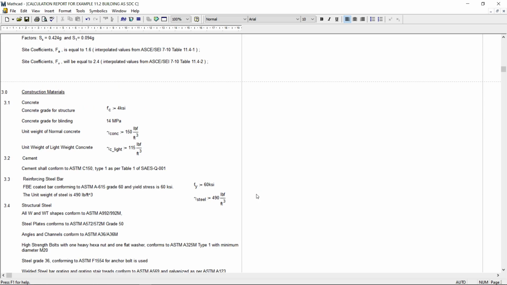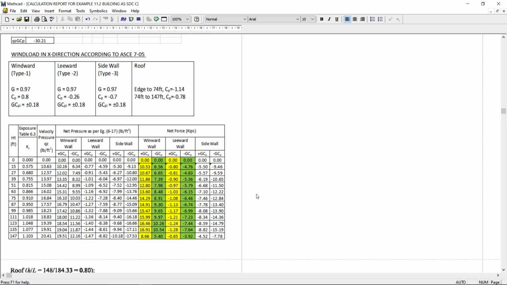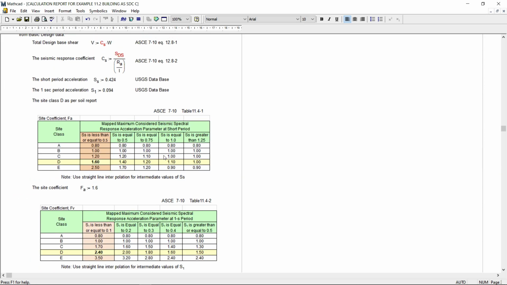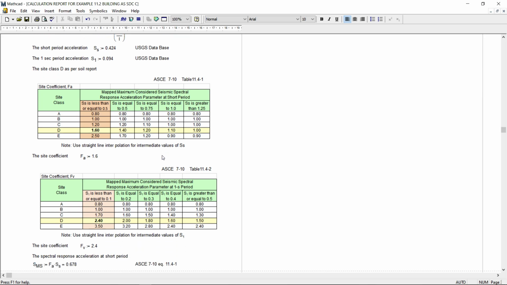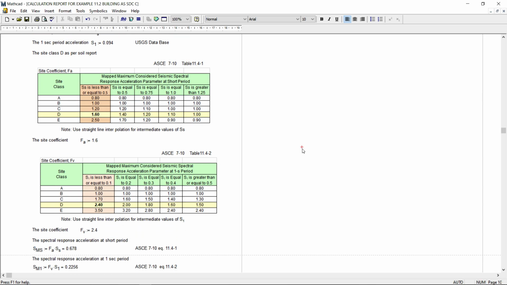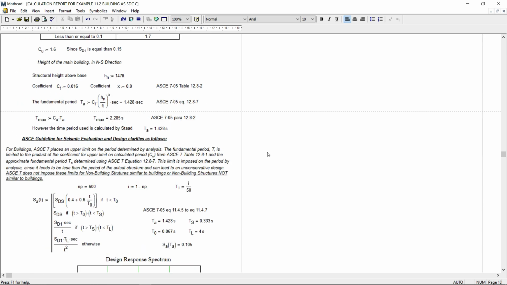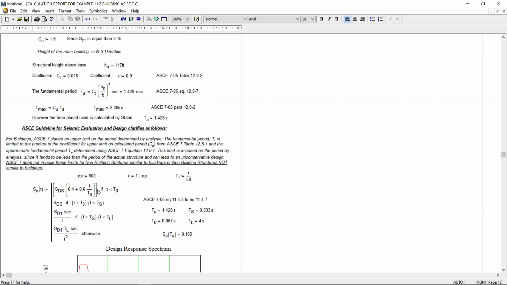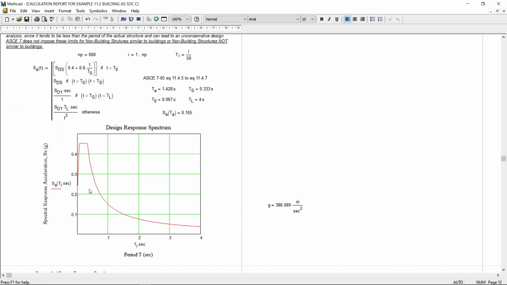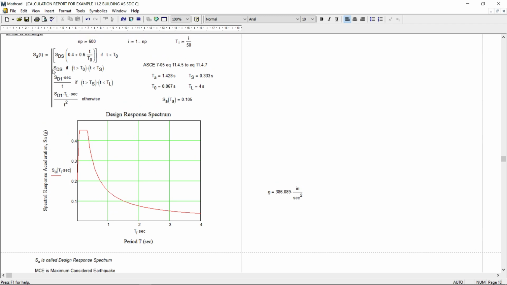Based on this information, I calculated the base shear before. Here is the calculation for the base shear. And meanwhile, using the equations given in ASCE 7-10, I developed the response spectrum. So here is the response spectrum shown. These are the functions for the response spectrum, and these are the limits. Based on this is the shape of the response spectrum.